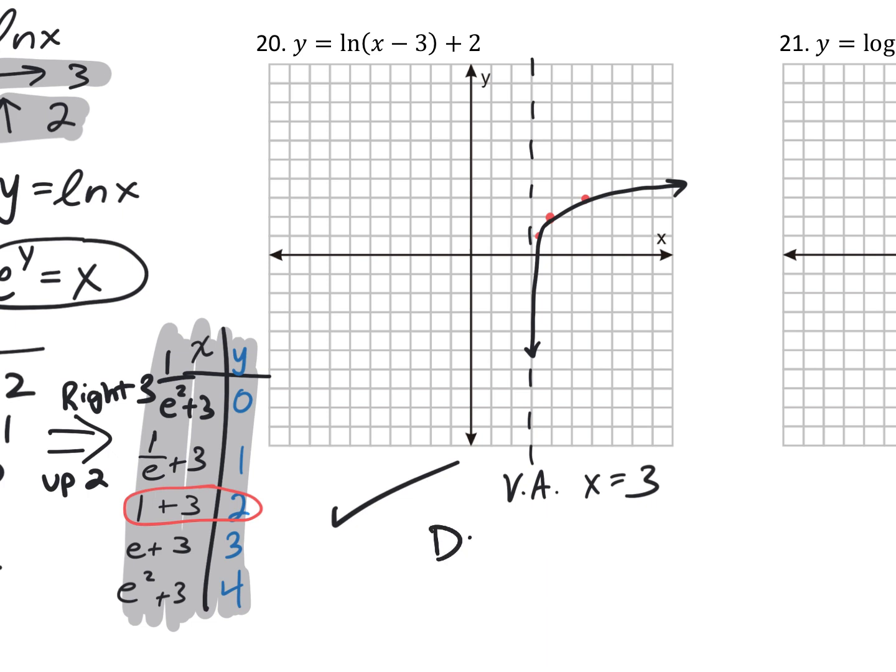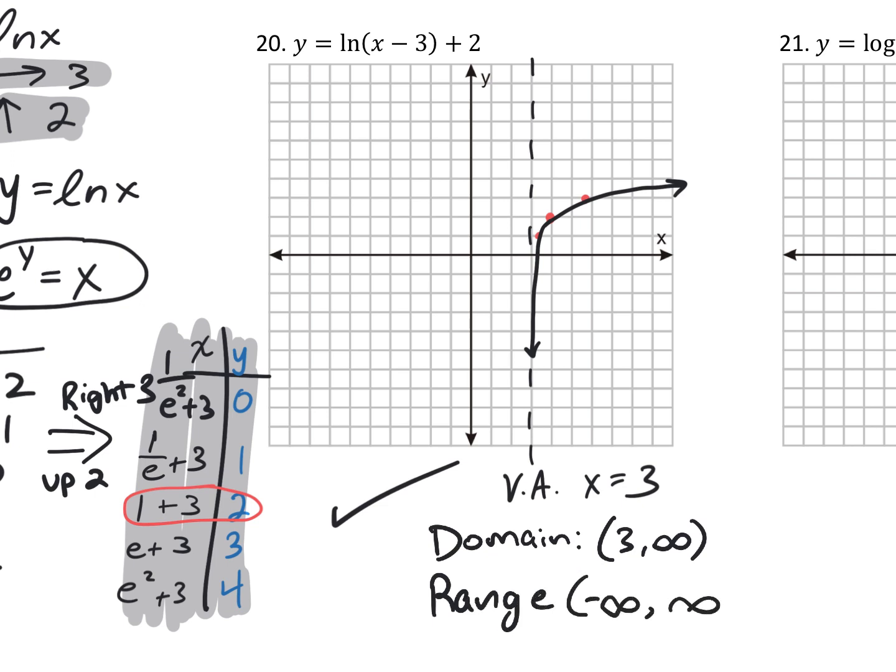The last piece is here. I need to figure out my domain and range. My domain starts at 3, not including 3, and continues off to infinity. Our range is infinite. Our range here will go from negative infinity to infinity.